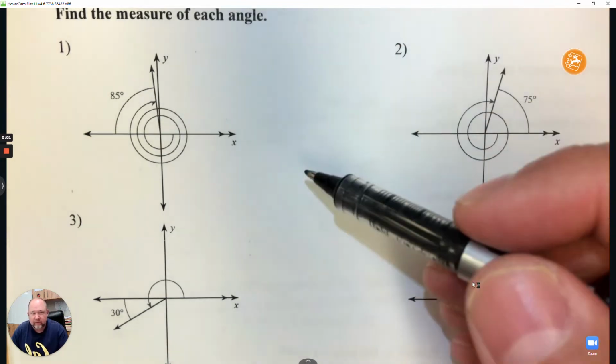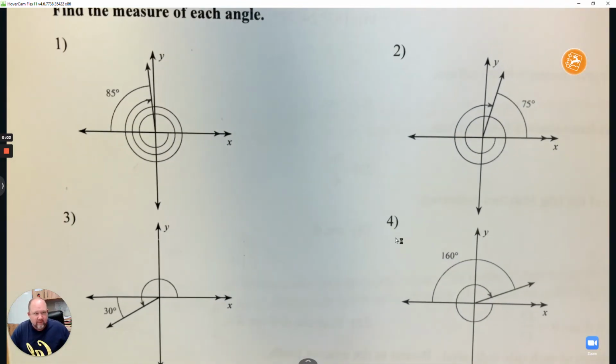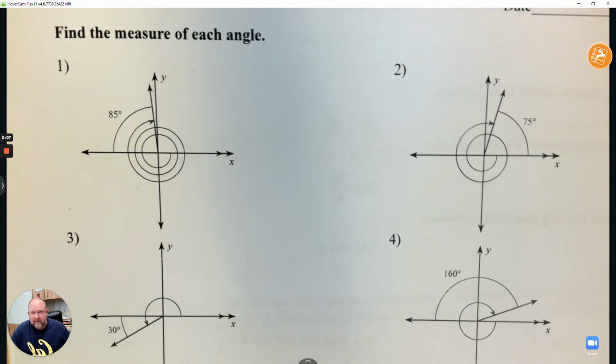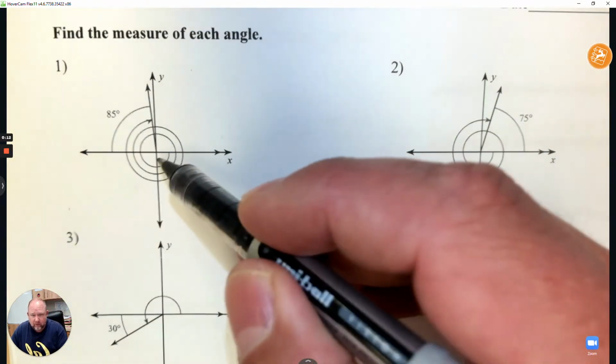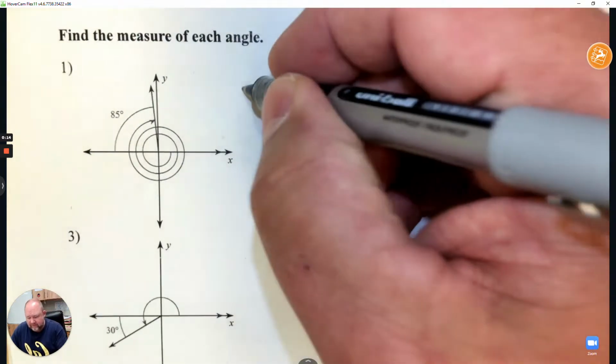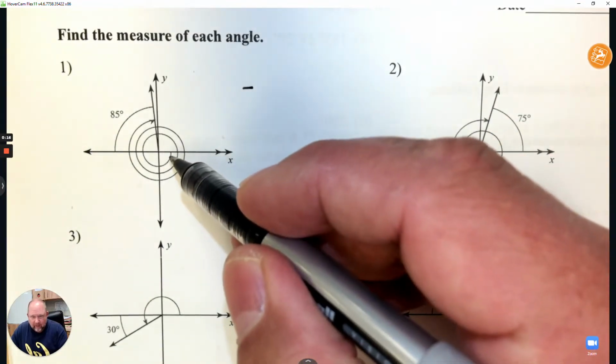All right, so here's a review for your Trig exam coming up to do with angles, SOHCAHTOA, and the unit circle. Find the measure of each angle that you see here. The first thing I look at is what direction we're going. We're going clockwise, which means it's a negative angle. And I count how many rotations.